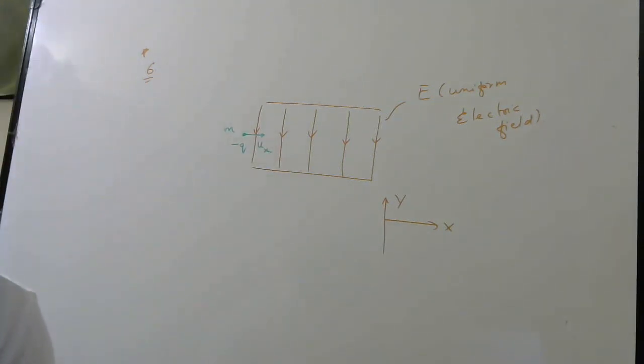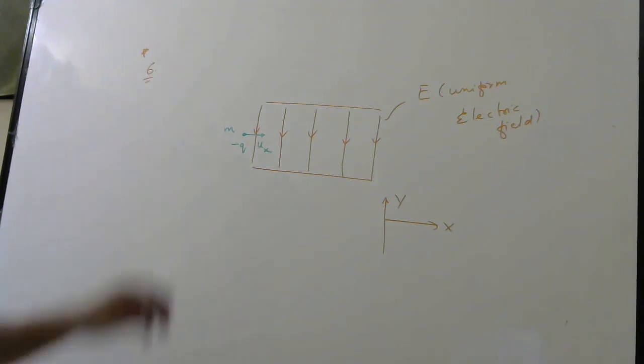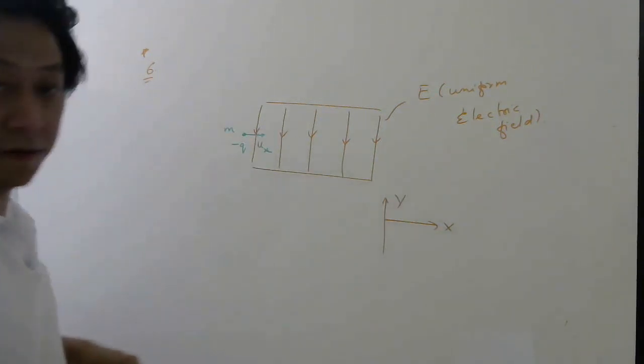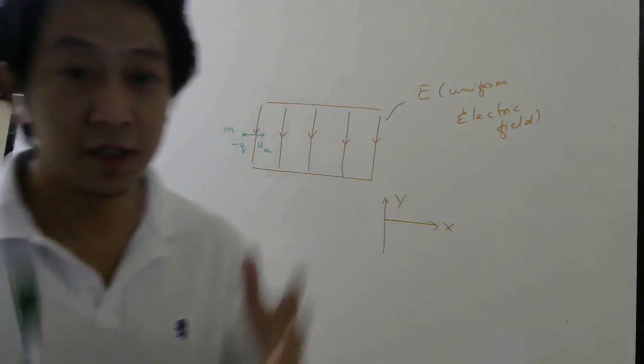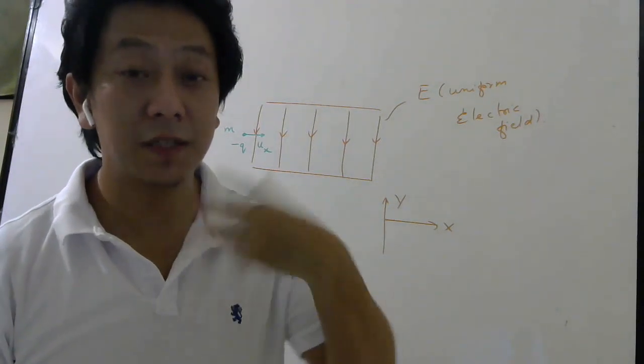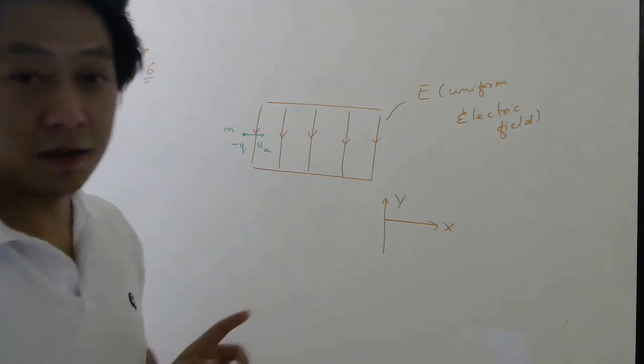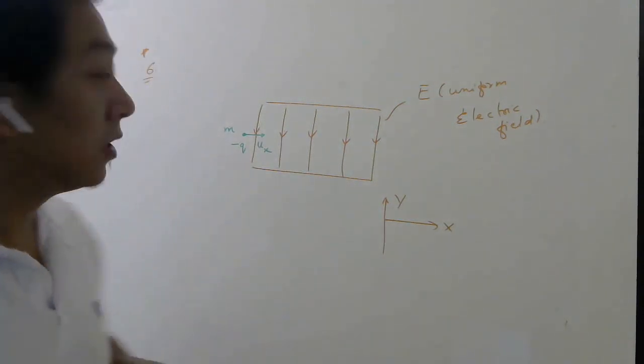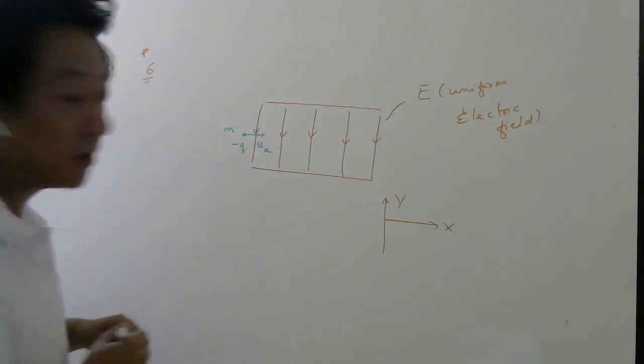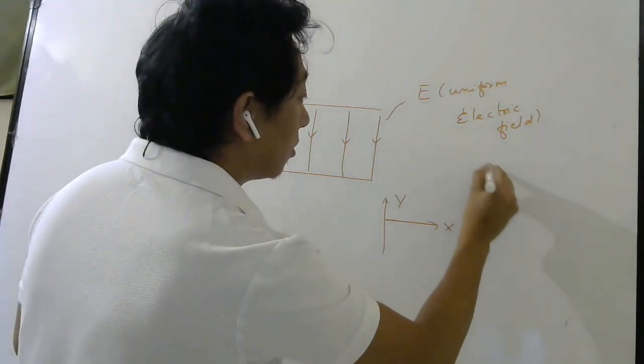Okay, so the moment this charge enters the electric field. See, electric field is what, students? It's a region where a charge will feel force. So the moment this charge enters the electric field, it will feel a force. Can you tell me what will be the direction? What is the formula for force on a charge?